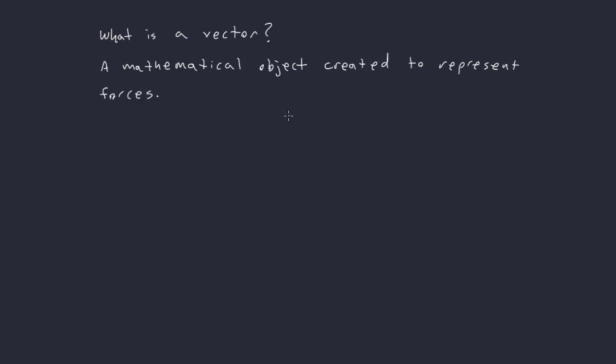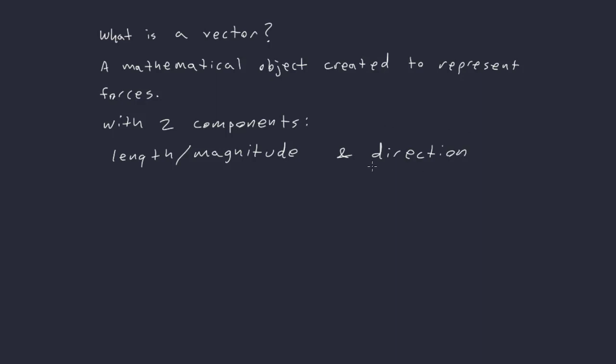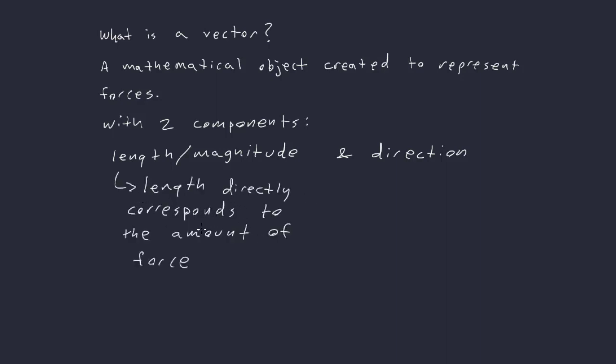So it's basically a mathematical object created to represent forces, and it comes with two components. Okay, two components. A length, which I'll often call the magnitude, and direction. Well, I think direction is self-explanatory. It's the direction the force is being applied in, the direction that the person is running in, etc. And the length corresponds to the magnitude of the force, and this is what makes vectors work. Okay, so the length itself directly corresponds to the amount of force. How I like to think about it is if you double the length of a vector, you're talking about double the amount of force.